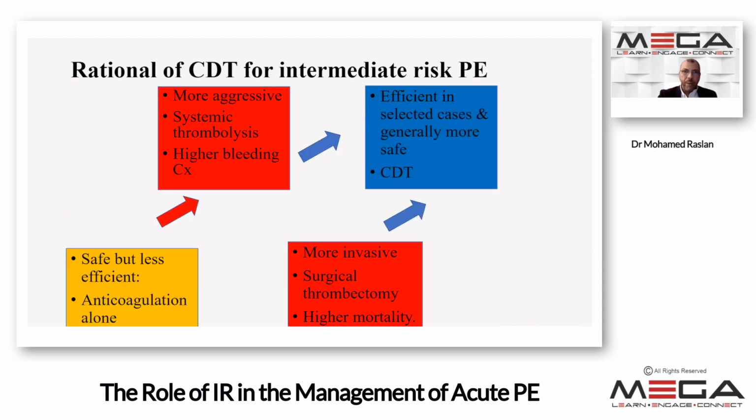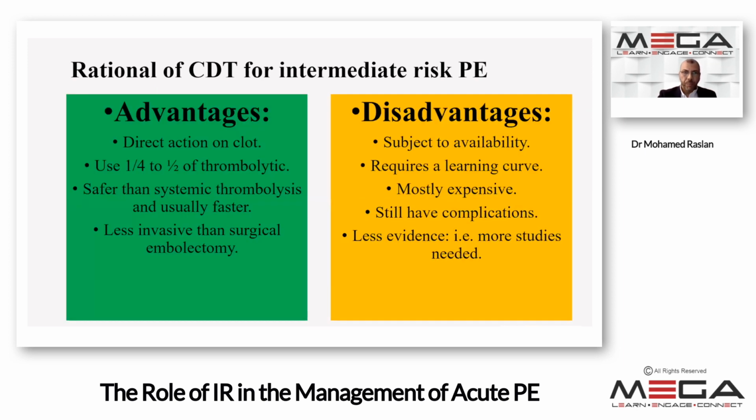So this summarizes the situation. As we can see, anticoagulation is very important and safe. However, it's not sufficient in all cases. Systemic thrombolysis is slightly more aggressive than anticoagulation. And for cardiac surgery, it has a higher mortality. Here, there is a chance for the catheter-directed therapy to show that it is safer and more efficient.